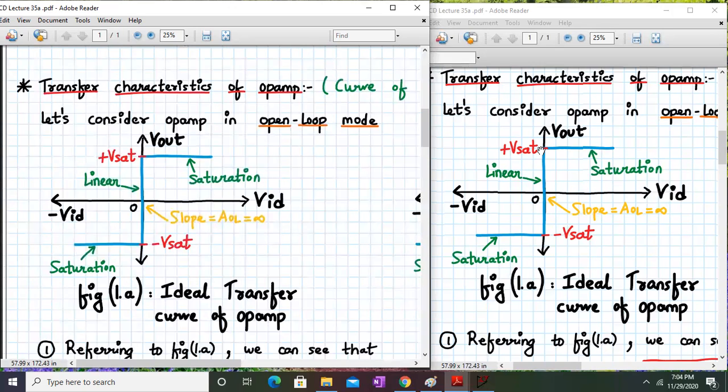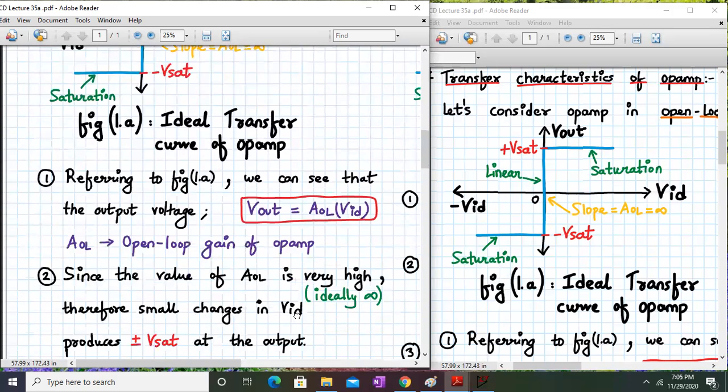And if we want to divide this into different regions, the region to the right of 0 and to the left of 0, that is positive VID and negative VID, are all saturation regions. And the linear region is basically on the y-axis itself because it's very, very small. So we can say that the op-amp in the open loop hardly behaves in the linear region at all. There are some points which we can conclude.